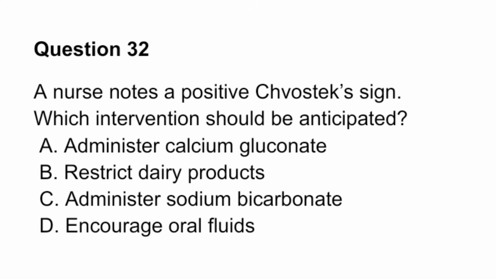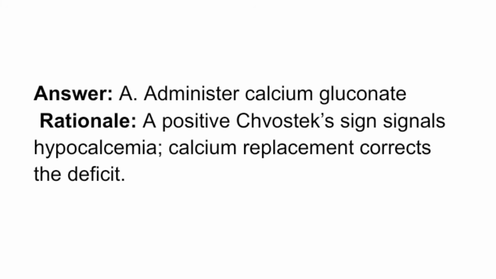Question 32. A nurse notes a positive Chvostek sign. Which intervention should be anticipated? A. Administer calcium gluconate. B. Restrict dairy products. C. Administer sodium bicarbonate. D. Encourage oral fluids. Answer: A. Administer calcium gluconate. Rationale: a positive Chvostek sign signals hypocalcemia. Calcium replacement corrects the deficit.